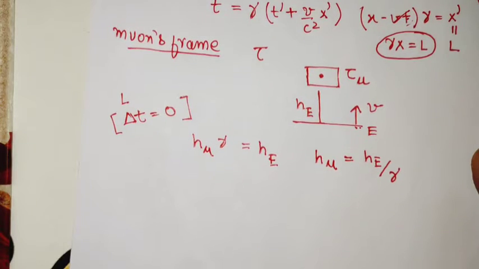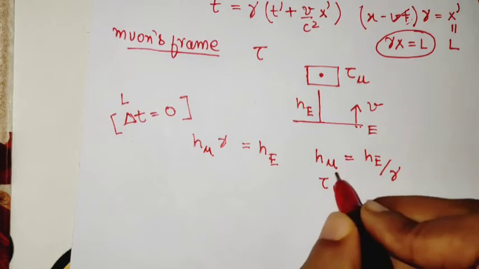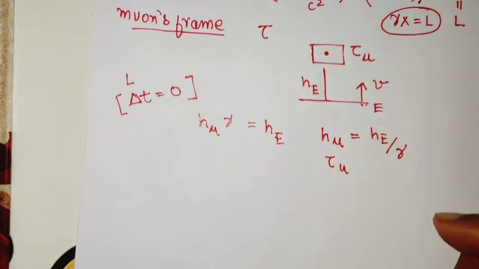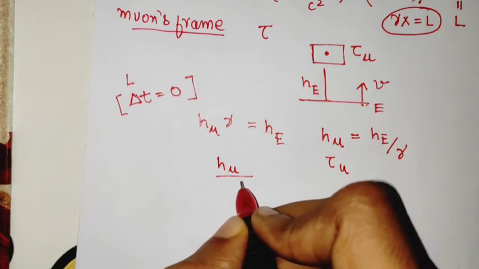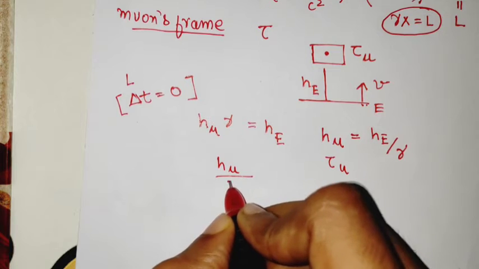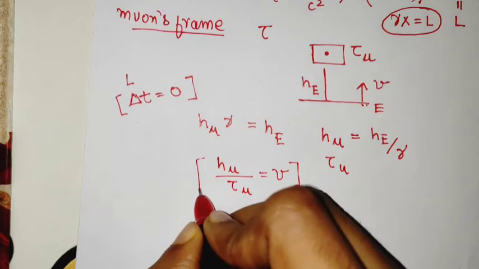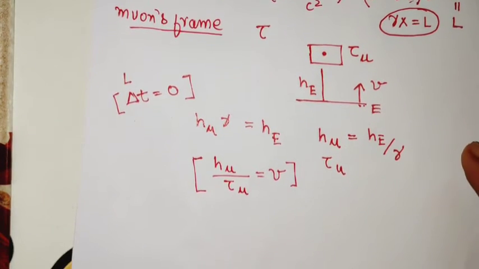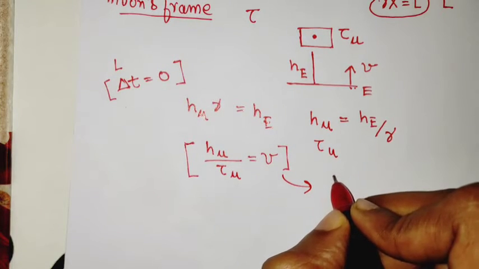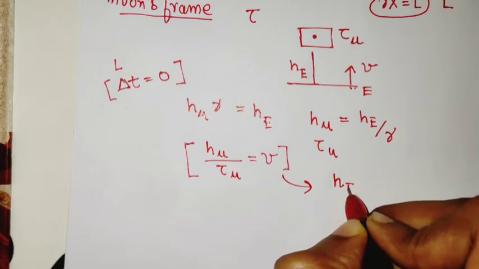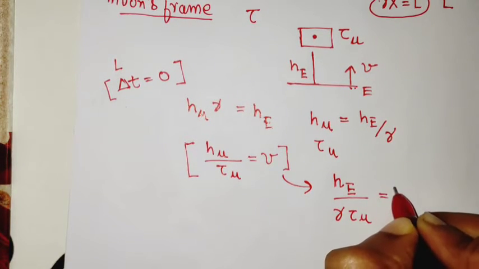Now we know the height in the muon's frame and tau in the muon's frame, that is just the decay time. So we get h mu divided by tau mu must be equal to the velocity for the muon to just reach the detector. So we have a relation: h, that is Earth, by gamma times tau mu equals v.